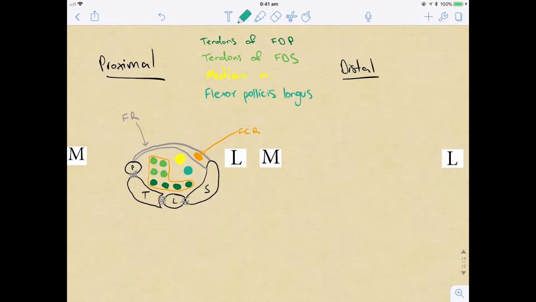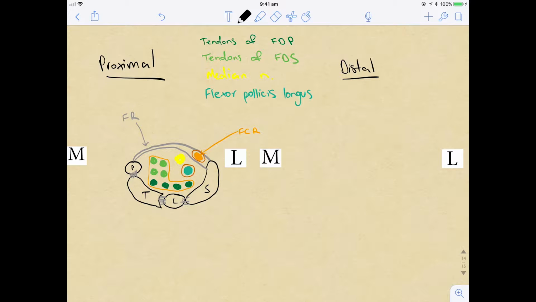We have the tendons of flexor digitorum profundus most deeply. Then we have the tendons of flexor digitorum superficialis, and they're encased in the same synovial sheath. Then we have the median nerve, and we have the tendon of flexor pollicis longus, and I'll just draw in the little sheath around flexor pollicis longus and a sheath around flexor carpi radialis.